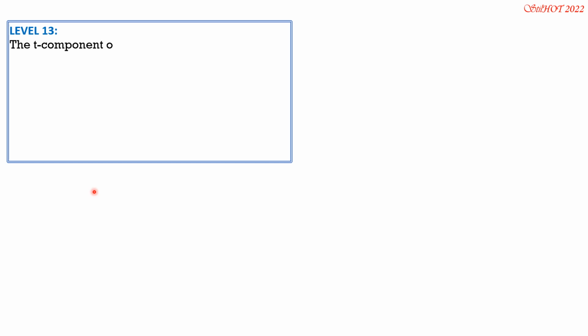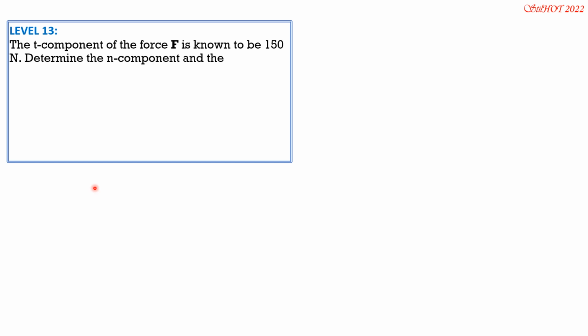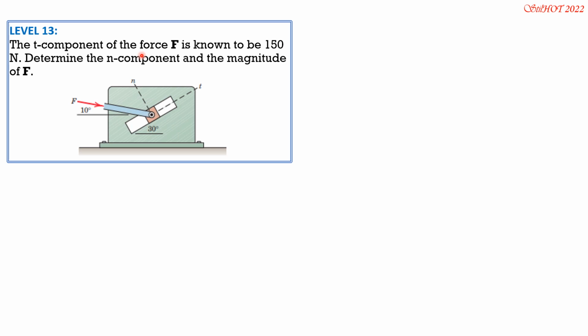Level 13. The T component of the force F is known to be 150 newtons. Determine the N component and the magnitude of F. So here is the given figure. So let's draw lines parallel to T and N axis through the tip of F. So imagine this is the tip of the force. So we draw lines parallel to normal and parallel to the tangential axis.